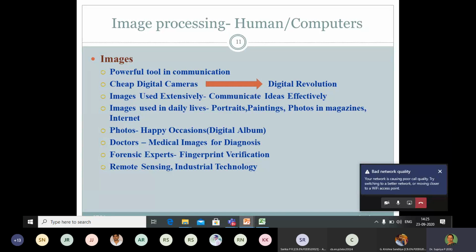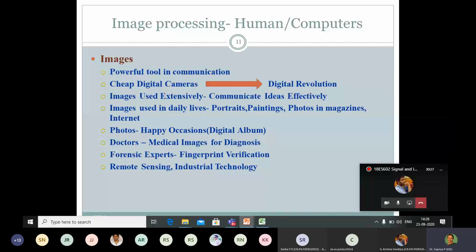So if this is the concept of a photo or an image, then one thing is very clearly understood, that it is a very powerful tool in communicating. And with the digital revolution, wherein cheap digital cameras are available, we could use images to effectively communicate ideas. A lot of images are used in daily lives, the portraits, paintings, photos in magazines, internet, and so forth. So if so many images are available, can't we take those images and start studying this subject? This is what is going to be our thought, and this is what we need to consider.